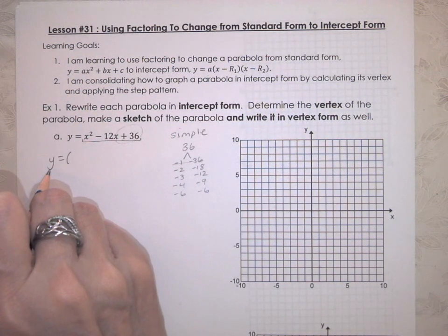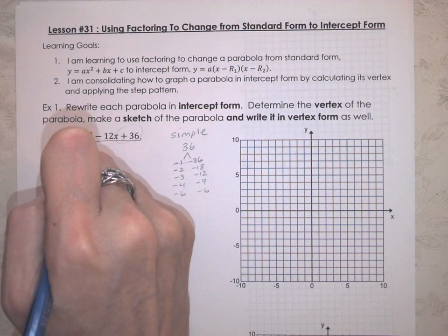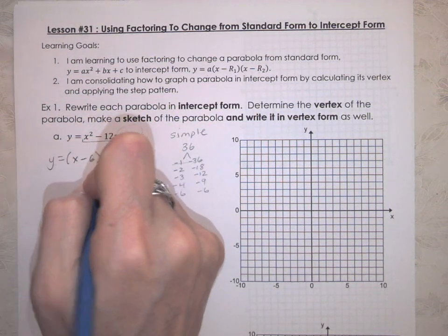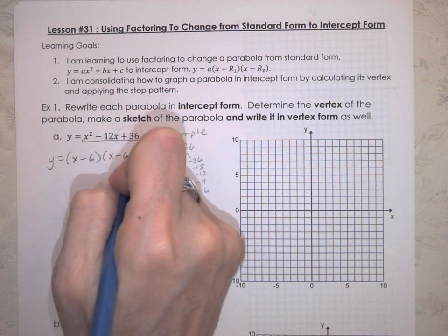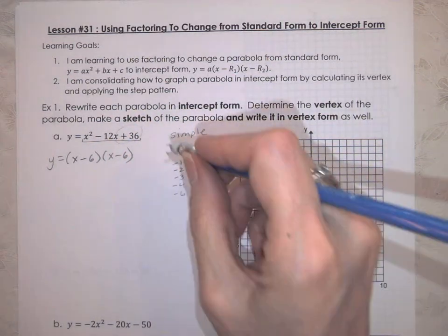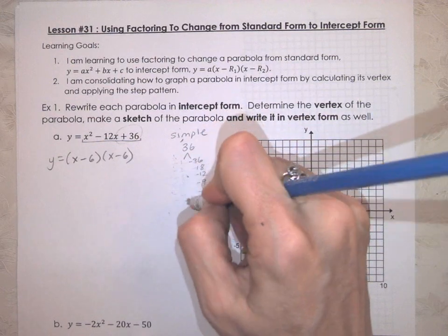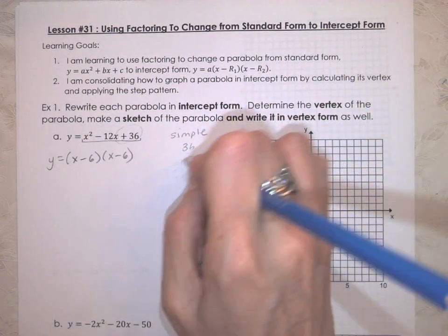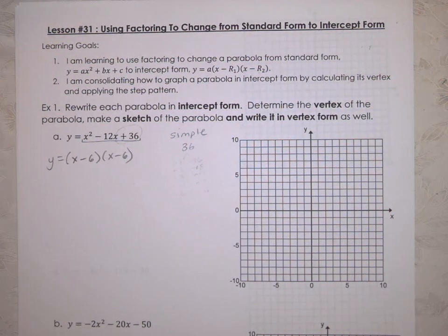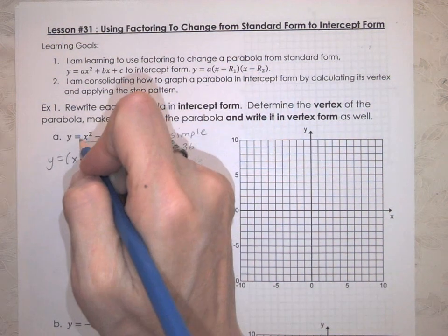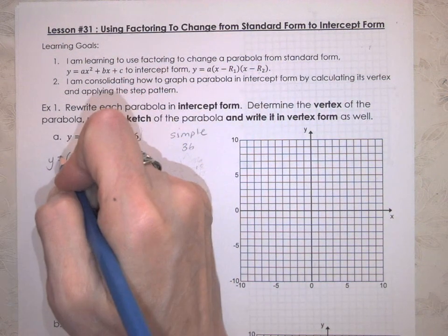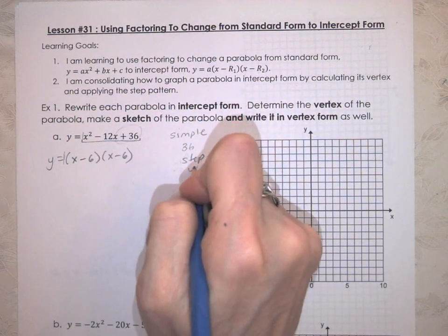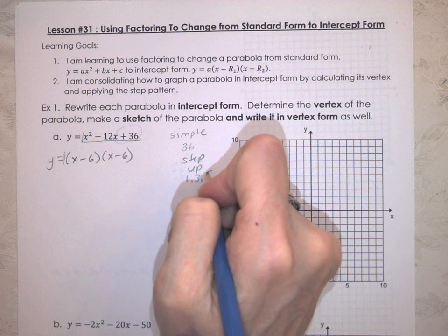Don't forget the y equals, because we're dealing with a parabola. So if we factor this, or rewrite it in factored form, it would be y equals x minus 6 times x minus 6. Which means it actually was a perfect square trinomial, which is fine, because we still factored it correctly. And we know from even the standard form our a value is a 1, so we know that our step pattern is going to be up 1, 3, and 5.